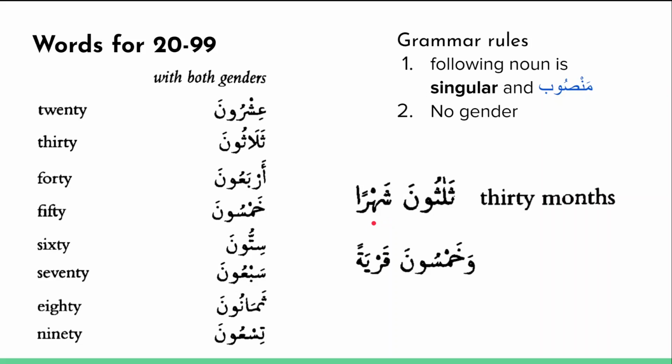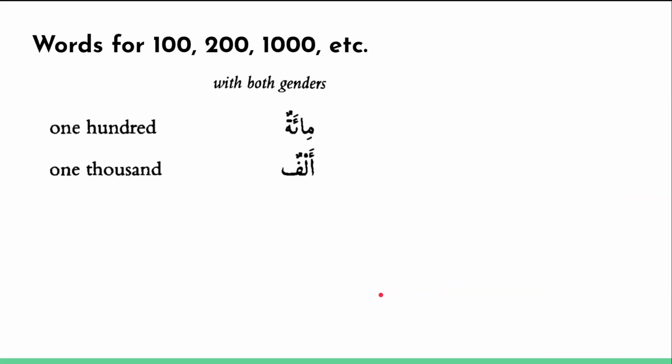ثلاثون شهرا. Okay, what about this next word here? This next phrase, وخمسون قرية. What does this mean? قرية means village. خمسون قرية, and 50 villages. Alright, and finally, let's talk about the words for 100, 200, 1000, and so on.